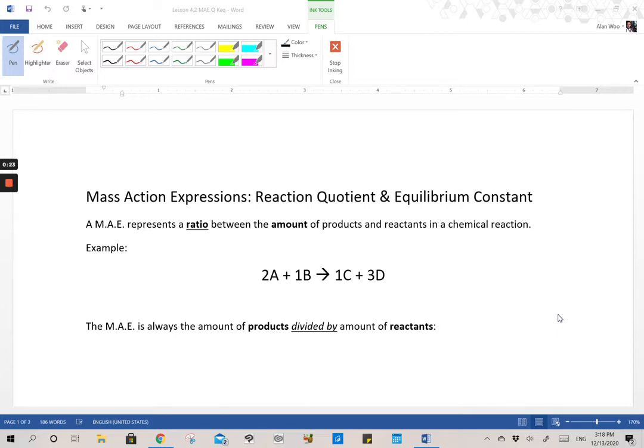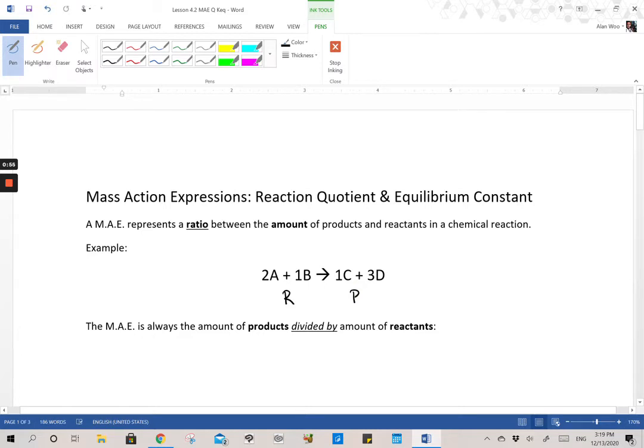So, a mass action expression is just a ratio between the amount of products that you have and the amount of reactants that you have in a chemical reaction. So let's look at a very generic example. In the example that you see here, we have 2A plus 1B, which are our reactants. So I'm going to just write in an R for reactants to create 1C and 3D, which are your products. So I'll put a P for products.